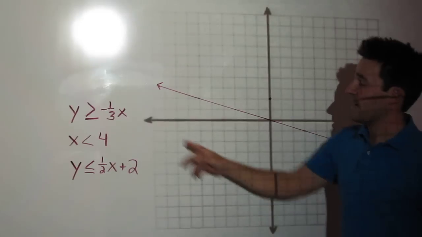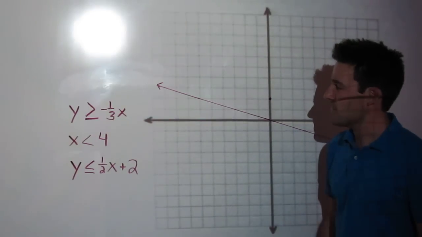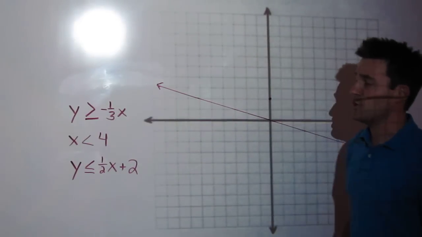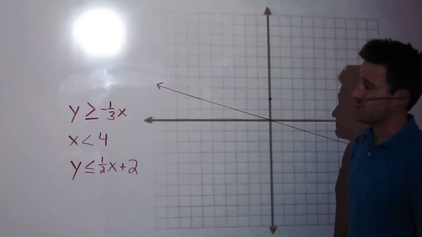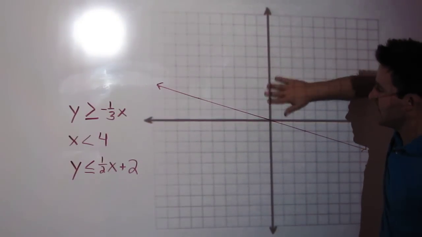At 0, 2, the x-coordinate is 0, so 0 times negative 1/3 is 0. And our y-coordinate is 2. So is 2 greater than or equal to 0? Yes. That's going to mean we're going to shade this half plane.